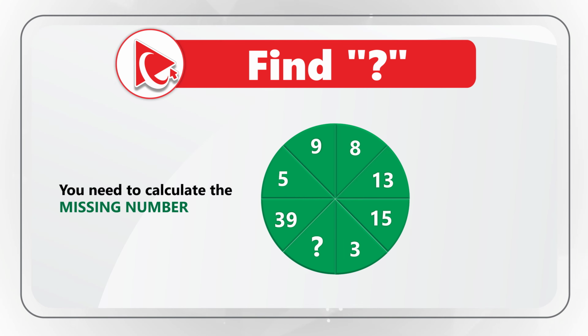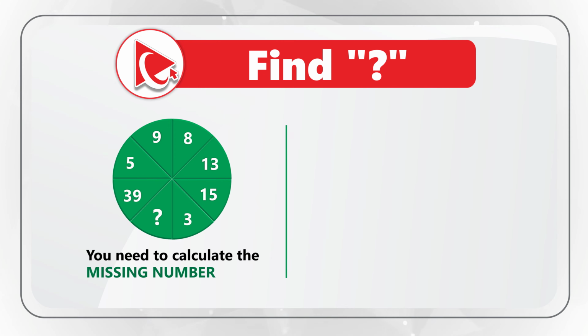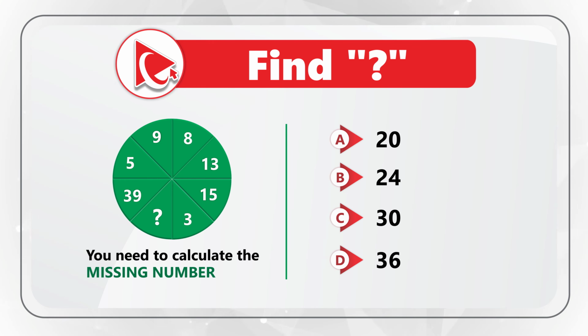You need to calculate the missing number out of 4 possible choices. Choice A, 20. Choice B, 24. Choice C, 30. And choice D, 36. Take a close look, maybe pause this video to see if you can calculate the solution.